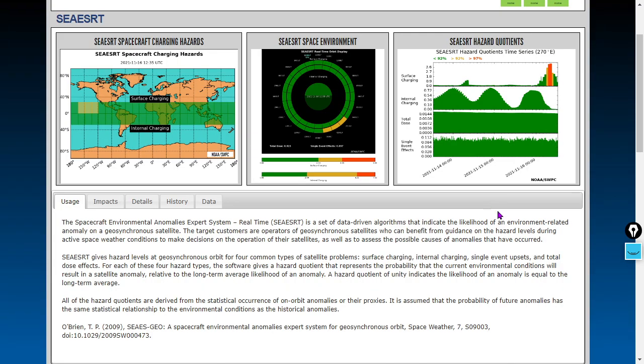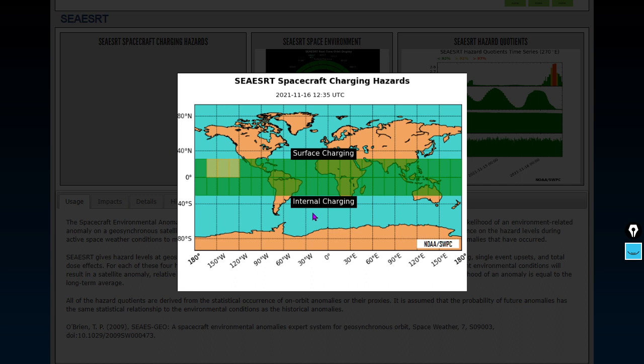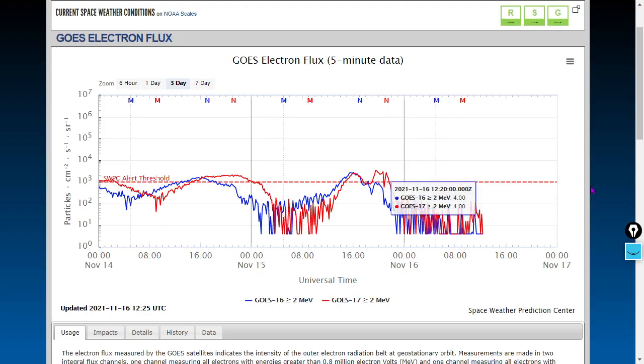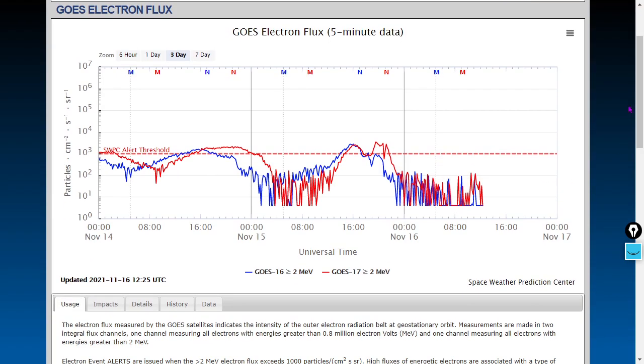Next, looking at charging hazards. We see some minor charging hazards here on the surface of satellites north of the equator moving into the Central Pacific Ocean. Here's the one-year chart of the relativistic electrons. That is essentially the lower Van Allen belt's electron density. And here is the GOES electron flux.